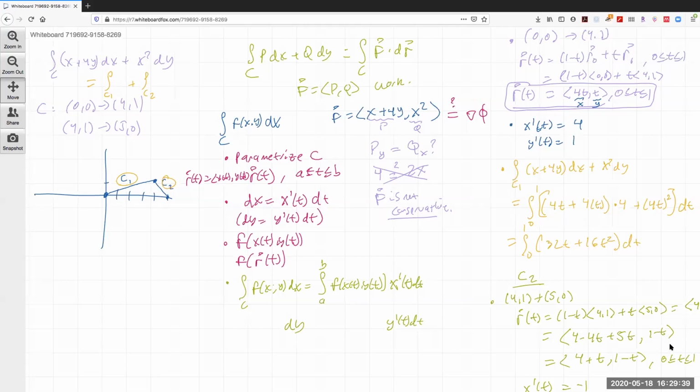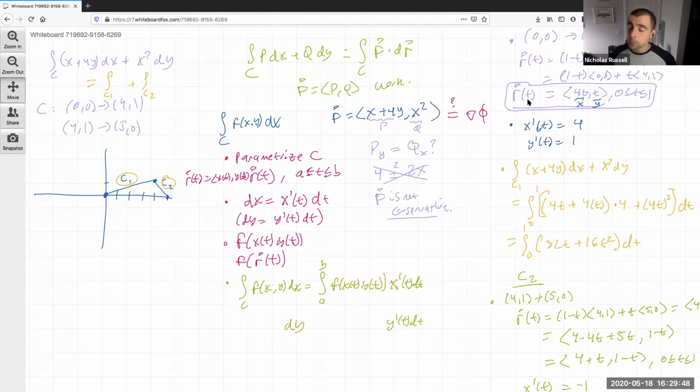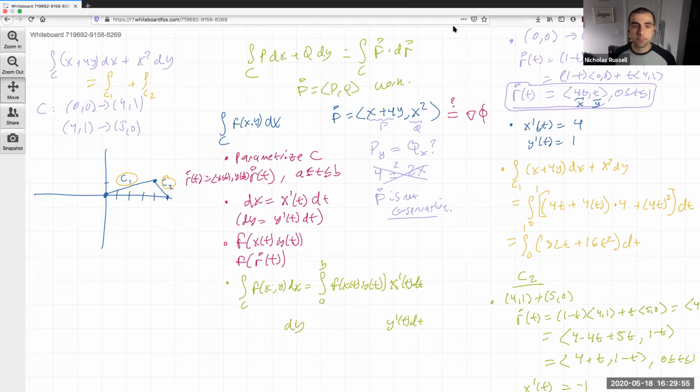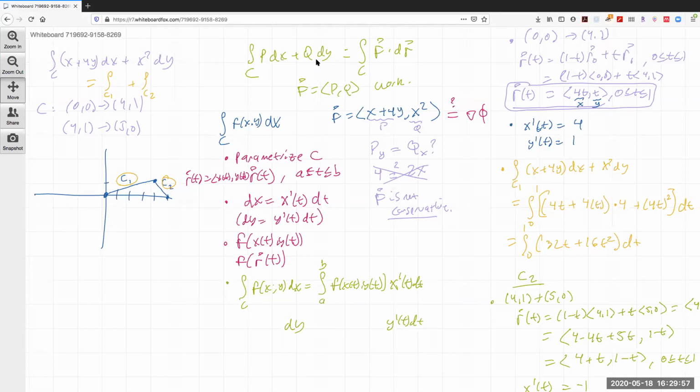Can I just ask one thing? So the R of t, that's basically just finding the parametric equations, correct? Correct. That's finding the parametric equations. Yes. Parameterization is basically just finding the parametric equations for any curve.